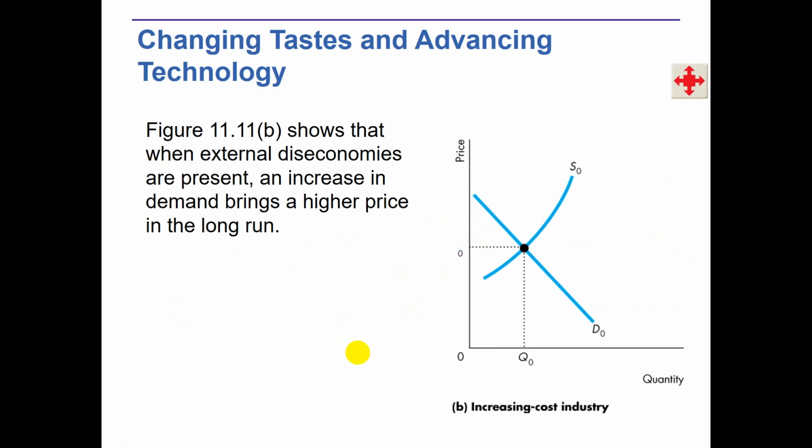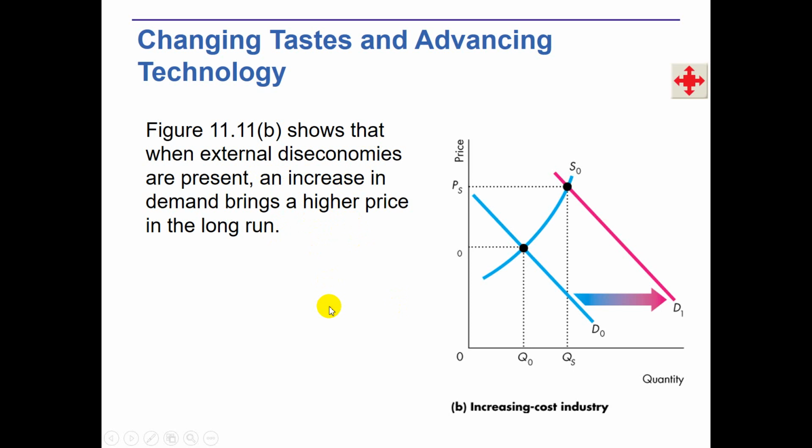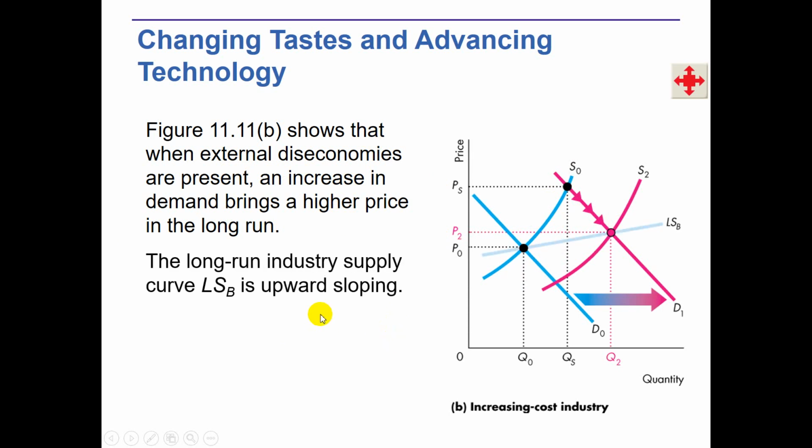It shows that when external diseconomies are present, an increase in demand brings a higher price in the long run. It's because of external diseconomies. So you can see here the long-run supply has shifted outward but with the higher price. So the long-run industry supply curve is upward sloping. Here you see this is tilted a little bit to the upward side, so that is why we can say this is an upward-sloping long-run industry supply curve.